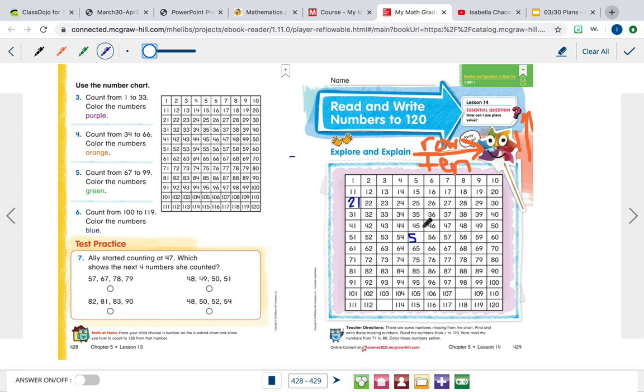Now, when we're looking for our ones place, because we still need our ones place, we're going to go up and down. So we are at 5. Let's look at the ones place. Here's a 5, 5, 5, 5, 5. Can you guess what the ones place will be? 5. 5 ones. So our missing number is 55.